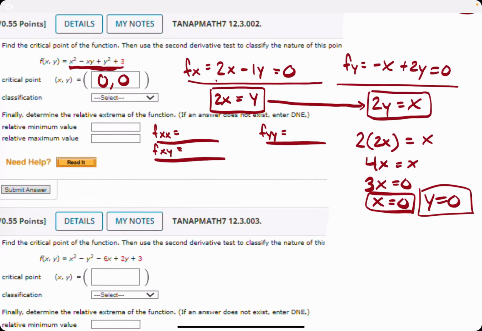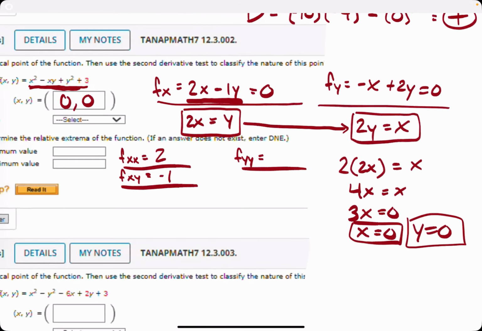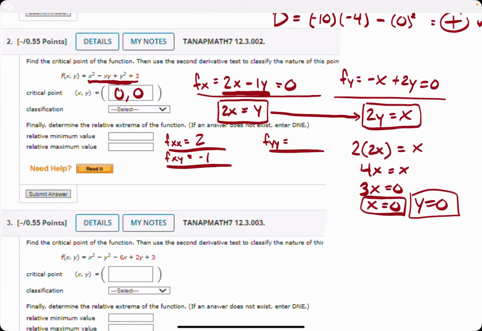fxx is the derivative of fx with respect to x. So the derivative of the x term is just 2. When we look at fx and we find the derivative with respect to y, the y term is just going to give us -1. Now fyy is the derivative of fy with respect to y, so that is just 2. Now we calculate d. We do fxx, 2, times fyy, 2, minus fxy, -1, squared.